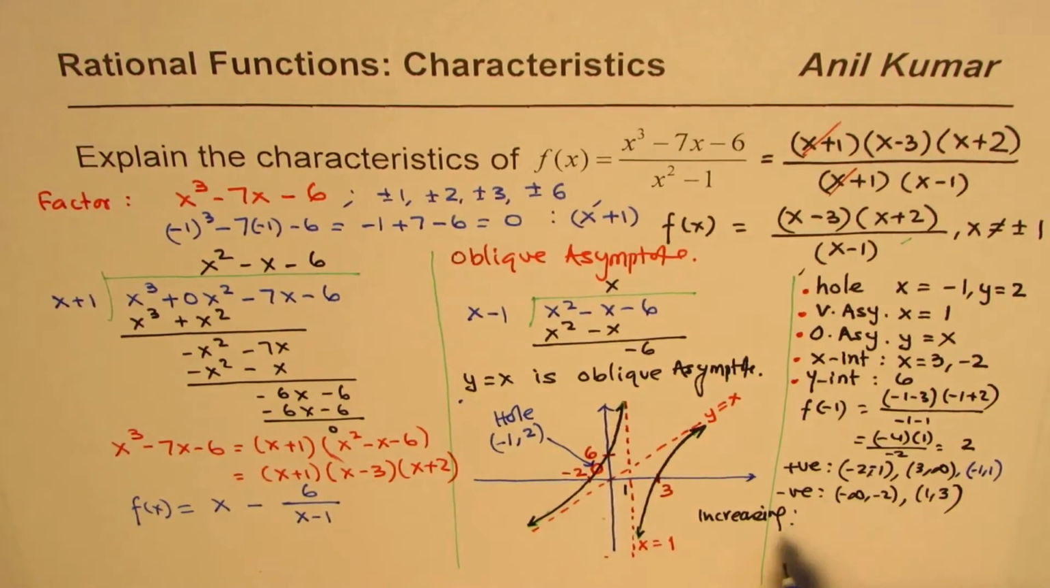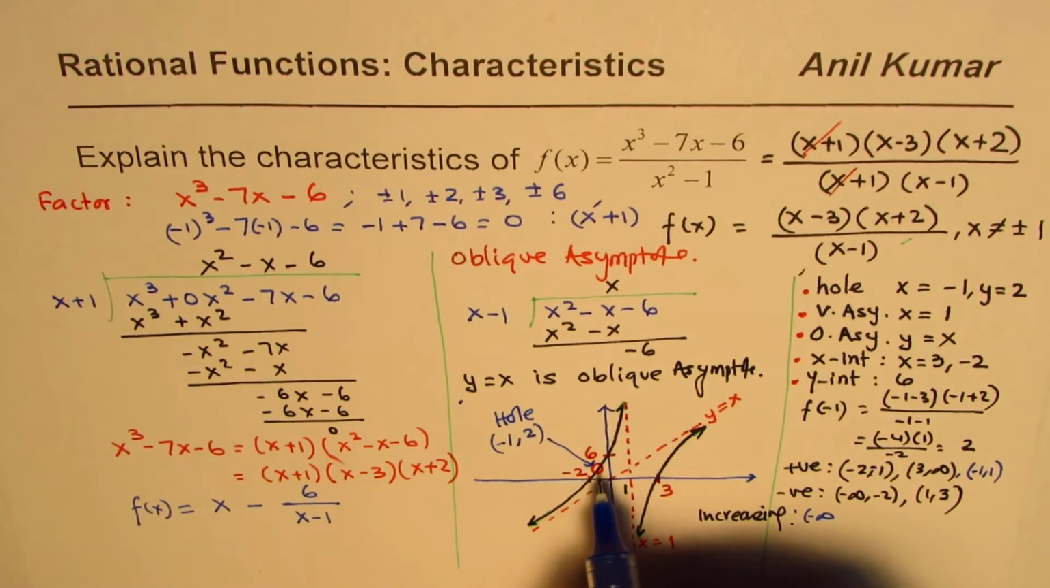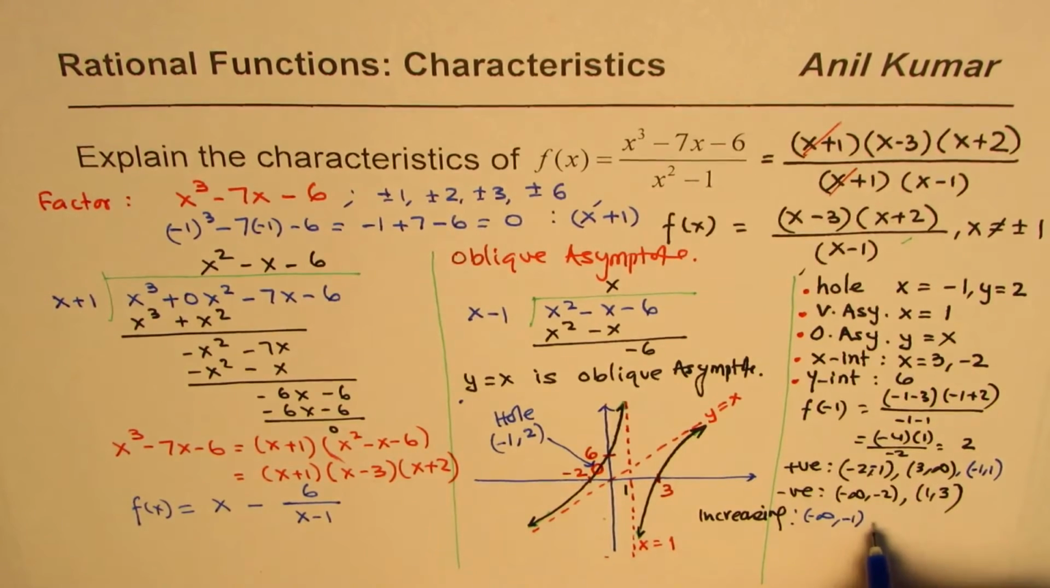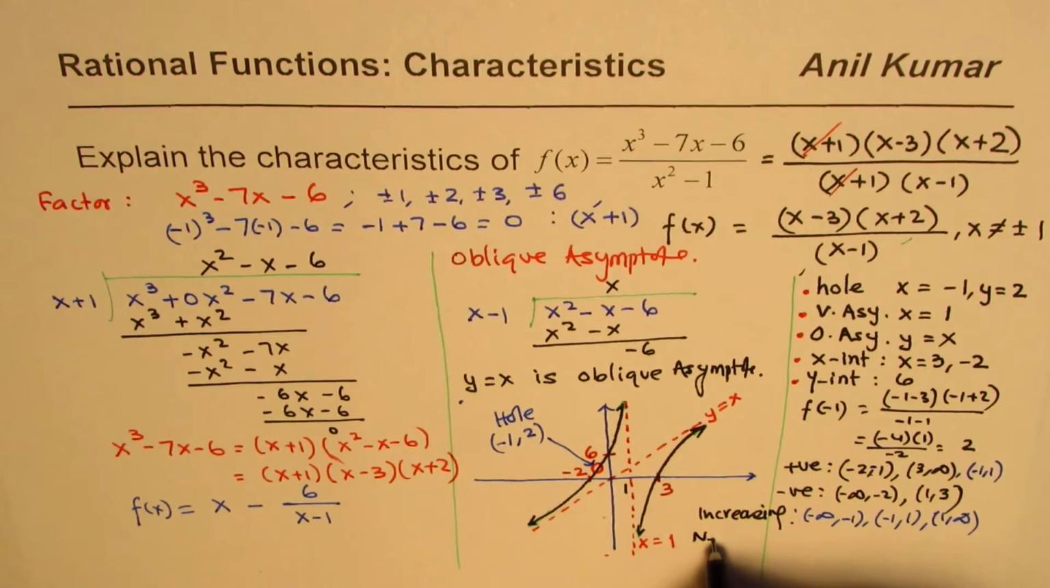Now the increasing interval is from -infinity to, there's a discontinuity here, that is why we are saying till -1, and then from -1 to the next discontinuity at 1, and then from 1 to infinity. So it is always increasing. We can also write it is never decreasing.